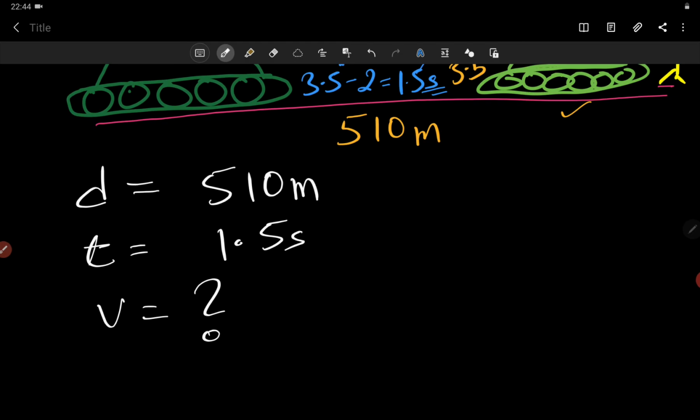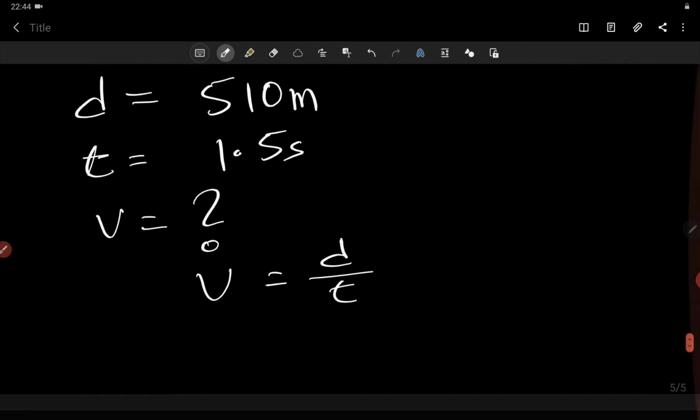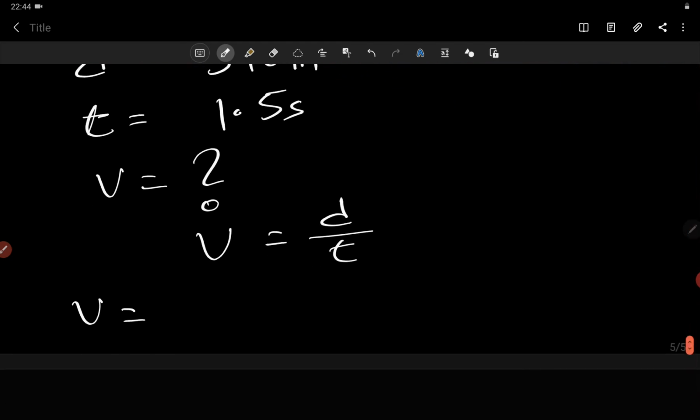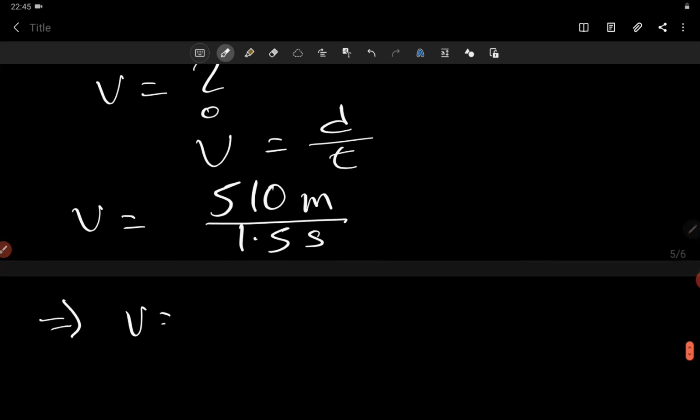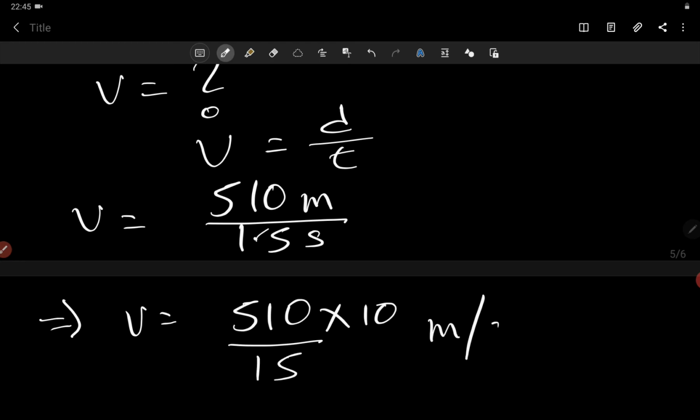My motive is to calculate the speed of the sound using the formula v equals d upon t. Let us see what happens. v equals d, where d is 510 meter, upon time, which is 1.5 seconds. So let us try to solve this. Now I can write v equals 510 multiplied by 10, because this point can be removed. So it becomes 15 here, and the unit becomes meter per second.